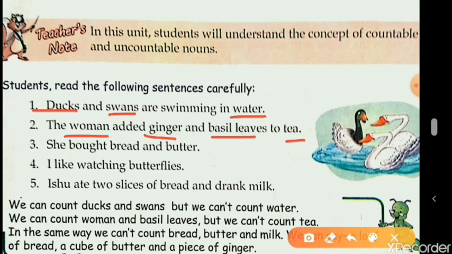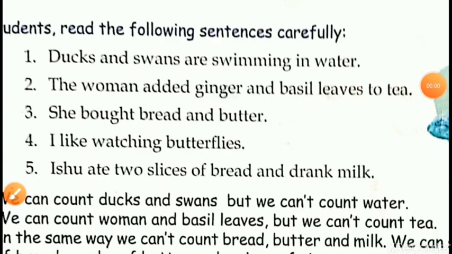Now let's look at the third sentence. Let's identify the nouns in the sentence. She bought bread and butter. Bread is countable.